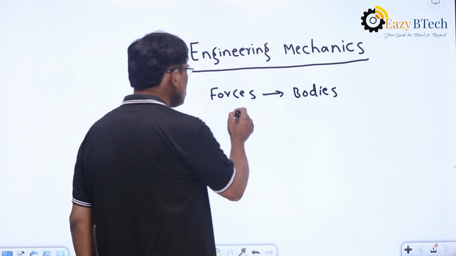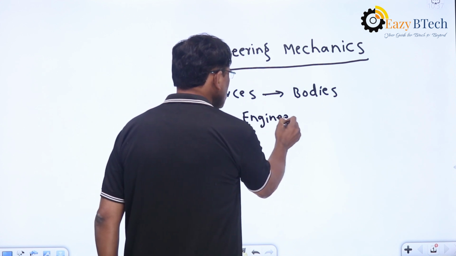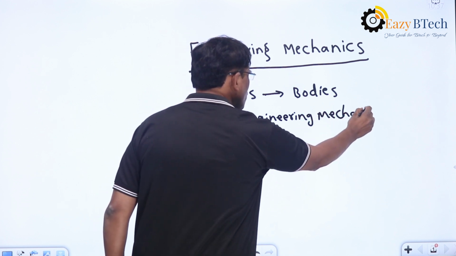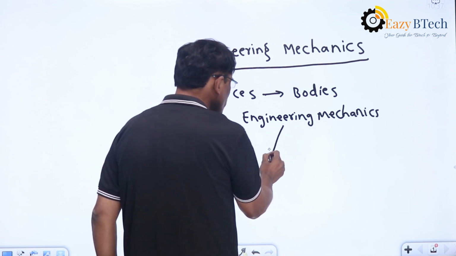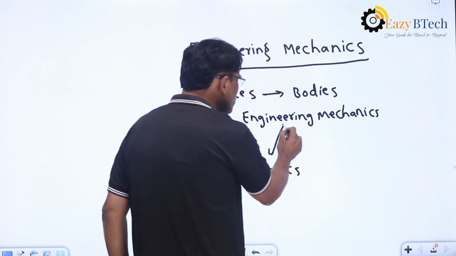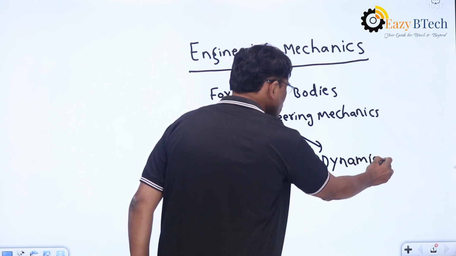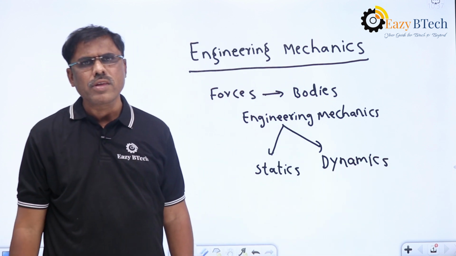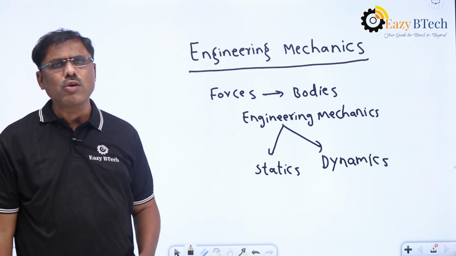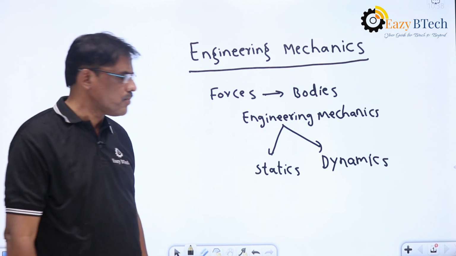So engineering mechanics is divided into two branches. One is statics and another one is dynamics. These are the two branches of engineering mechanics. As I told you, engineering mechanics deals with the forces and their effect on the bodies. And it has got two branches. One is statics and another one is dynamics.